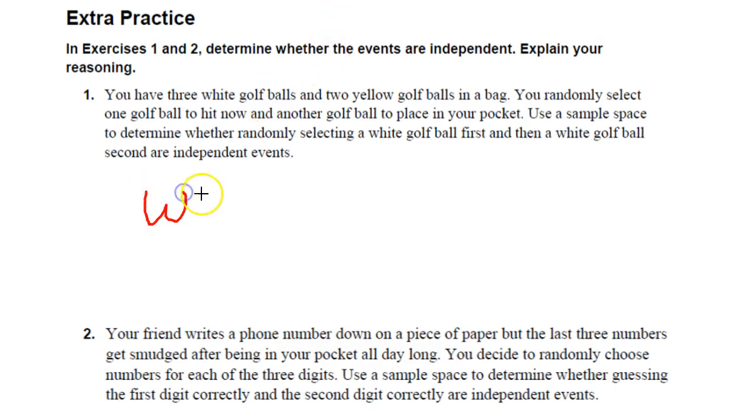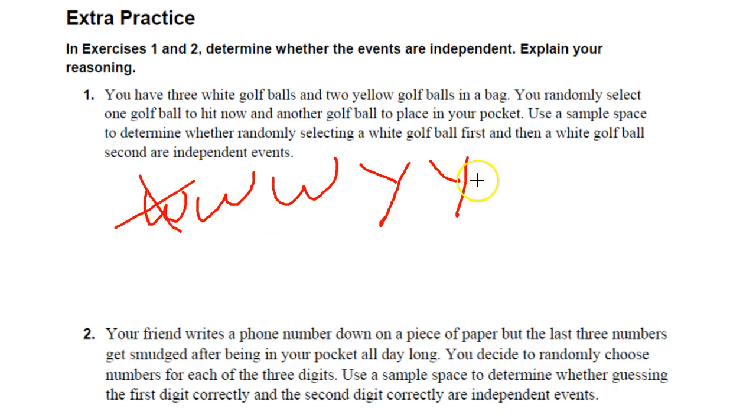We have white, white, white, yellow, yellow. Well, the probability that the first one we select is white is 3 out of 5. But does the probability of selecting a white golf ball change when we put the first one down to hit? Well, when we hit this golf ball, it changes the total number in our sample space, and so this is a dependent event.